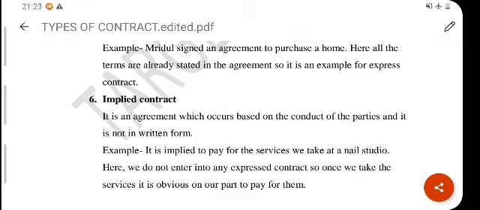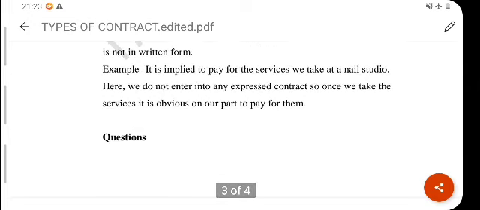Implied contract. It is an agreement which occurs based on the conduct of parties and it is not in any written form. For example, it is implied to pay for the services we take at a nail studio. And we often go to a barber shop and we get our haircut done. So, after the haircut is done, we pay the barber a particular amount. So, it is an implied contract on our part to pay for the services of the barber which we have received from him. So, here we do not enter into any express contract. We take the services. It is obvious on our part to pay for them.